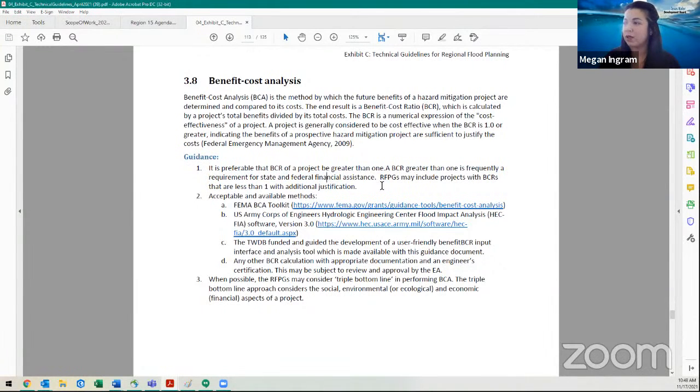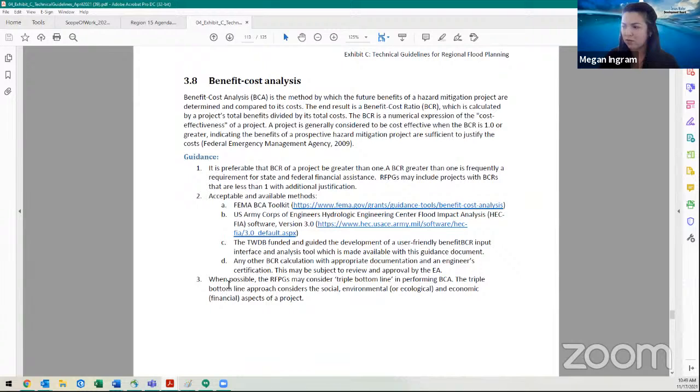So here, it's preferable that the benefit cost ratio be more than 1. It says you may include projects with BCRs less than 1 with additional justification. And then we lay out acceptable and available methods for benefit cost analysis. One is the FEMA toolkit. One is Army Corps. One is ours. And then it says any other calculation with appropriate documentation and engineer certification. And this would be subject to our review. So you just want to pass it through us so we can look at it.